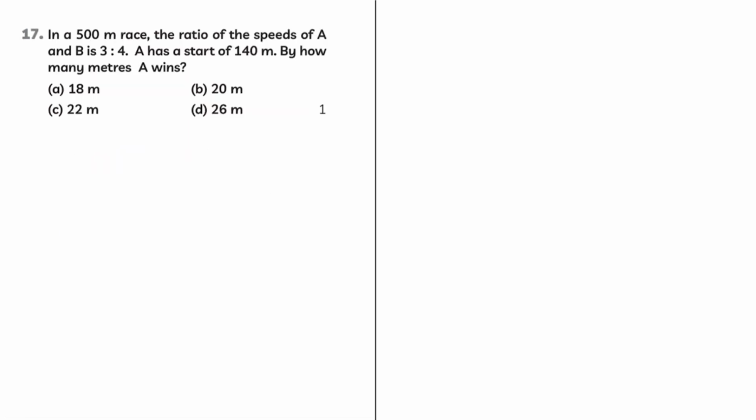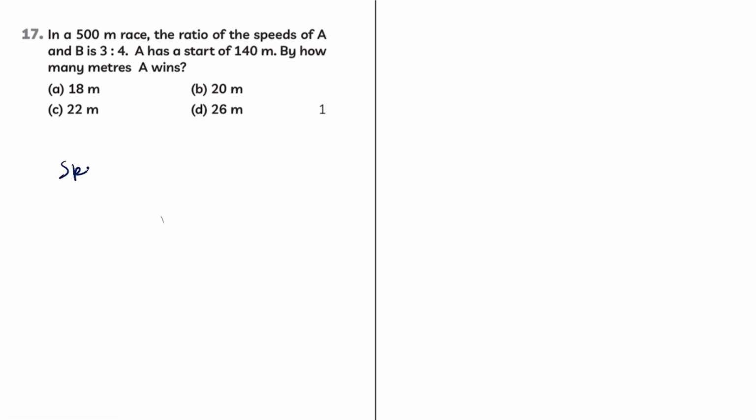Now moving on, next question. In a 500-meter race, the ratio of speeds of A and B is 3:4. A has a start of 140 meters. By how many meters does A win? So here the speed of A is to B is 3:4, and it is given A has a start of 140 meters. It means A runs only 360 meters.